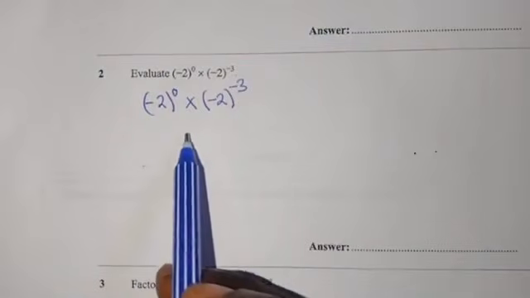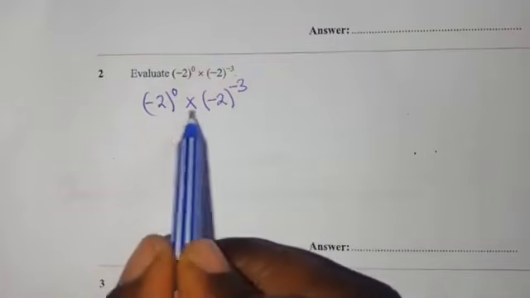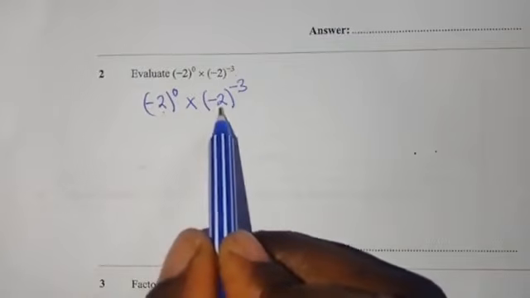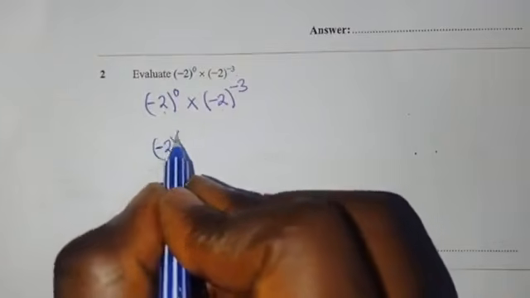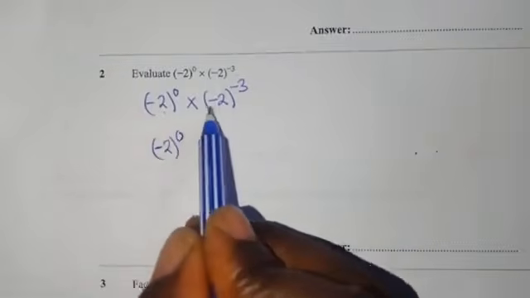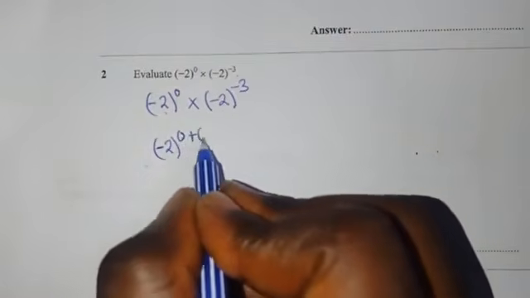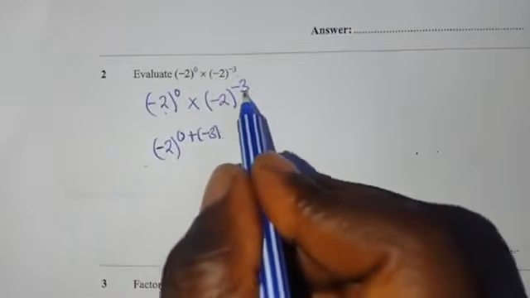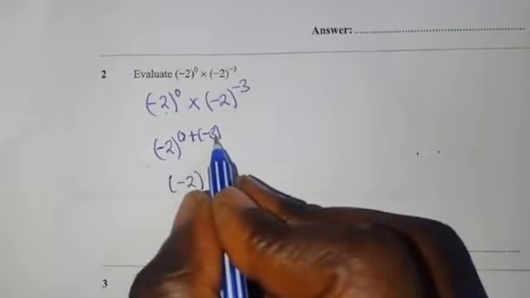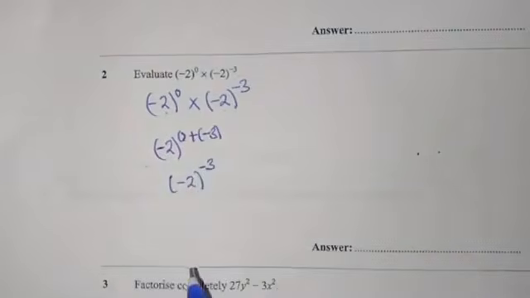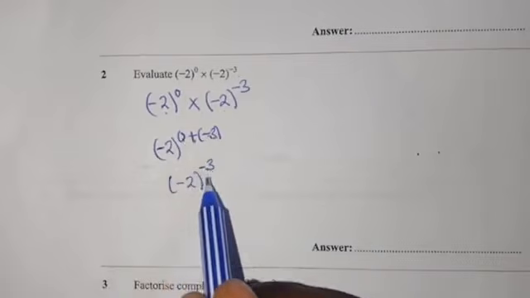For this question, there are two different methods that you can use. The first one is you can look at the bases. The base here is a minus 2, the base here is a minus 2. So you can write the common base which is a minus 2. Here the power is 0. If you are multiplying indices that have the same bases, you add the powers. So we are going to get 0 plus negative 3, which gives us minus 3. So 0 minus 3 is minus 3.